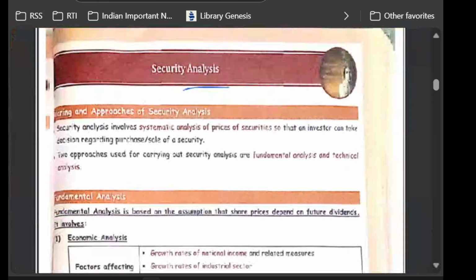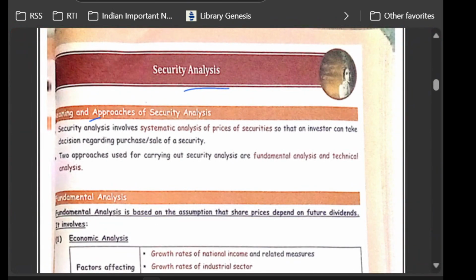Security analysis. What is security analysis? Meaning and approach of security analysis. Security analysis involves systematic analysis of the price of a security so that the investor can take a decision regarding purchase and sale of the security. So security analysis is usually for the investor, so they can buy the security. If I hold it, it is to decide whether to hold it or sell it.